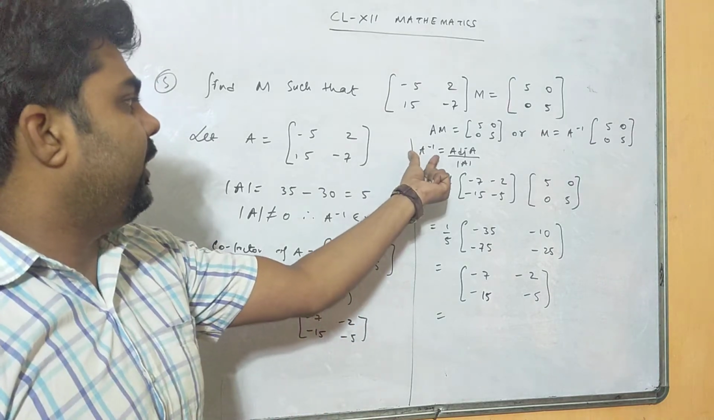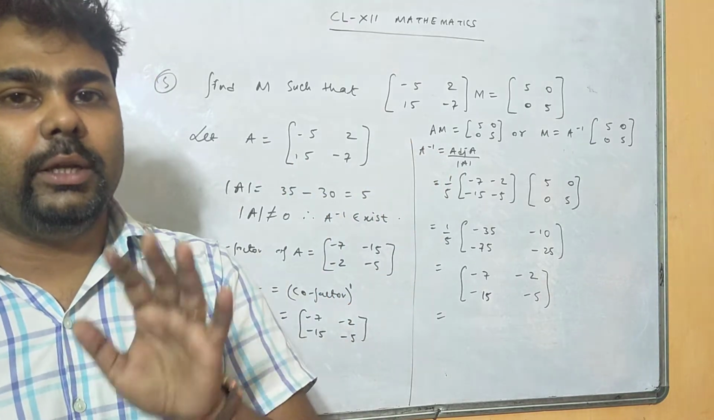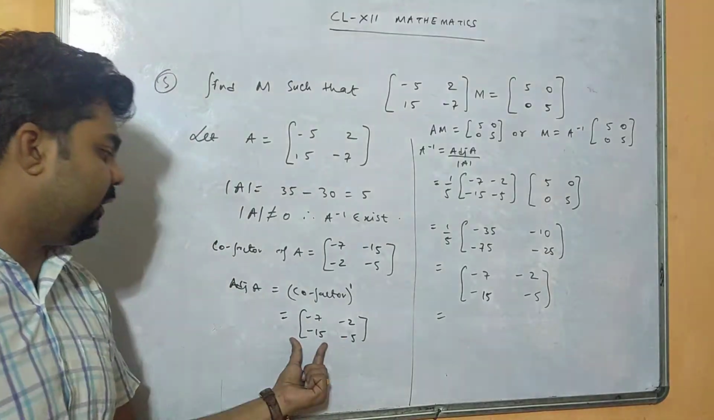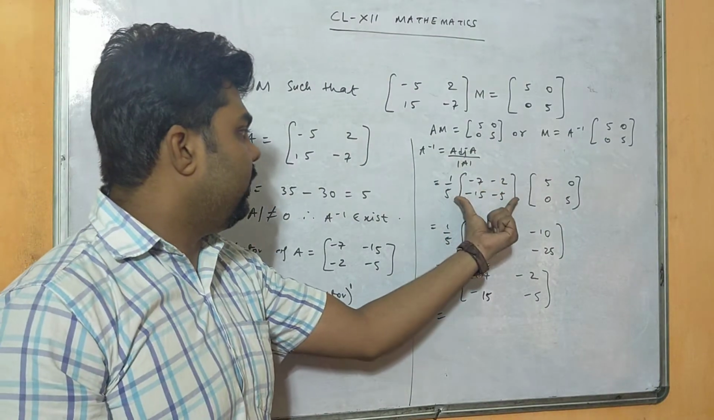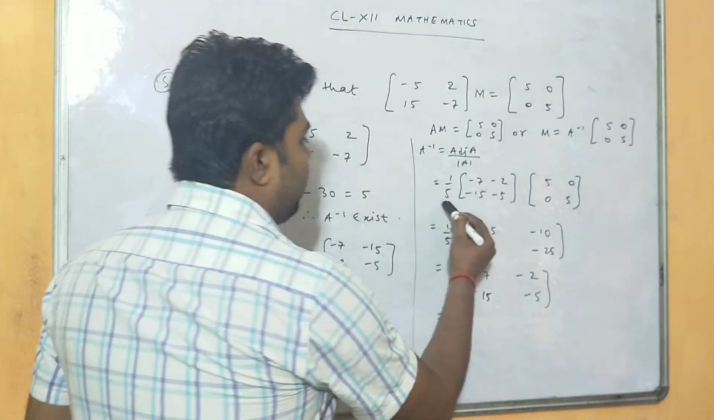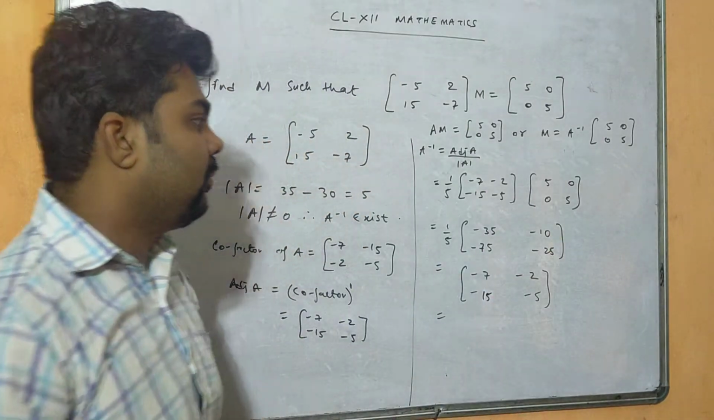Now in order to find A inverse, we have seen we have to find adjoint A by det A. Det A is 5 and adjoint A is minus 7, minus 2, minus 15, minus 5. So this is divided by 5, that is 1 by 5 times the adjoint matrix.